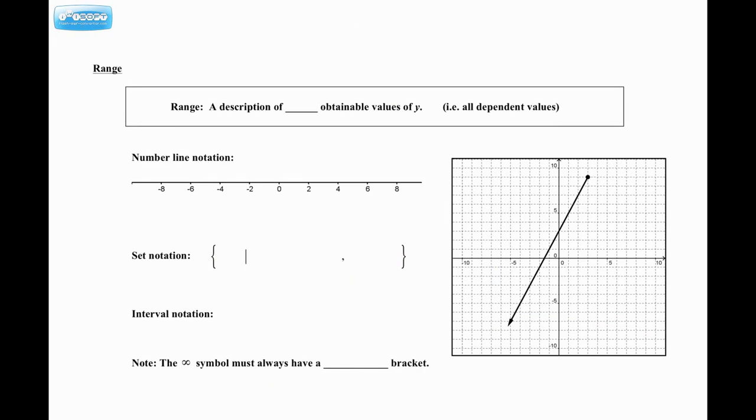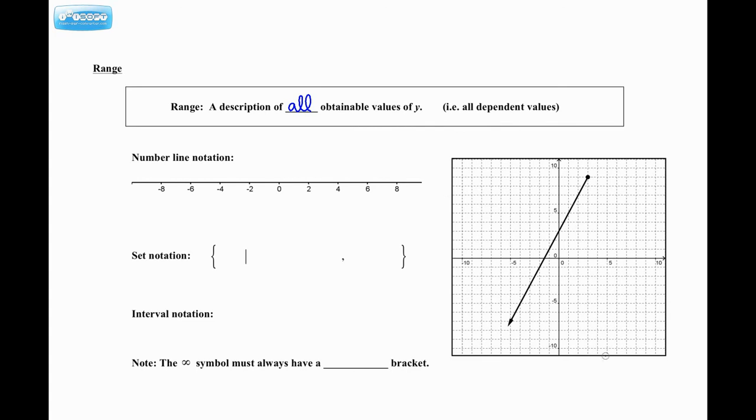All right, let's move on to range now. Range is just like domain, right? Except domain was specific to x values, so range is specific to y values. So again, range is just a description, so it's not something you need to go out and calculate. There's no magic formula for finding the range of something. You're just describing what you see. And range is a description of all obtainable values of y. Remember, domain was for x, range is for y. So all of the dependent values.